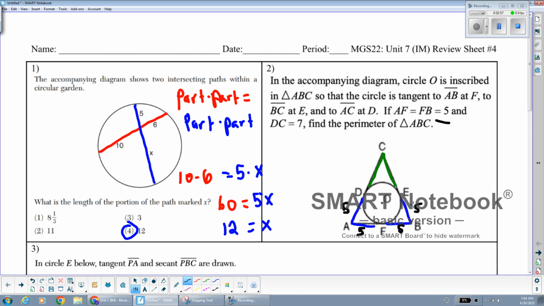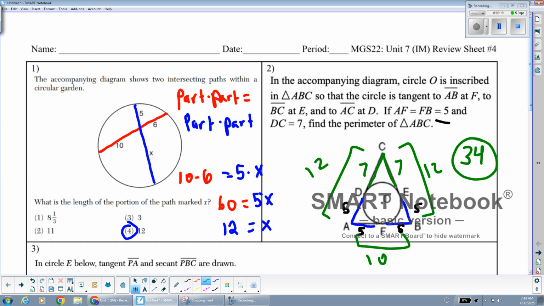They do also tell us that DC is 7, making CE 7. And all we have to do now is add up the measurements to find the perimeter of the triangle. So 8, 9, 10, 11, 12, 12, 10, 34 is our total perimeter.